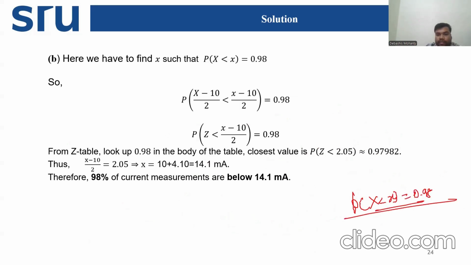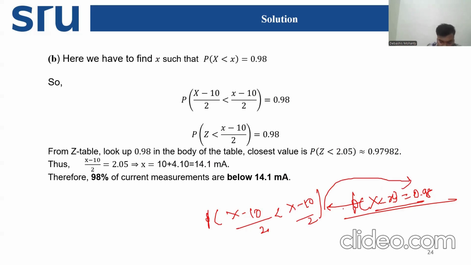That means 98%. So for that, we need to calculate the probability of (x minus the mean, 10) divided by the standard deviation, 2, that is less than (x minus 10) divided by 2. That value will be 0.98. To calculate this, we need to see again the normal distribution table.